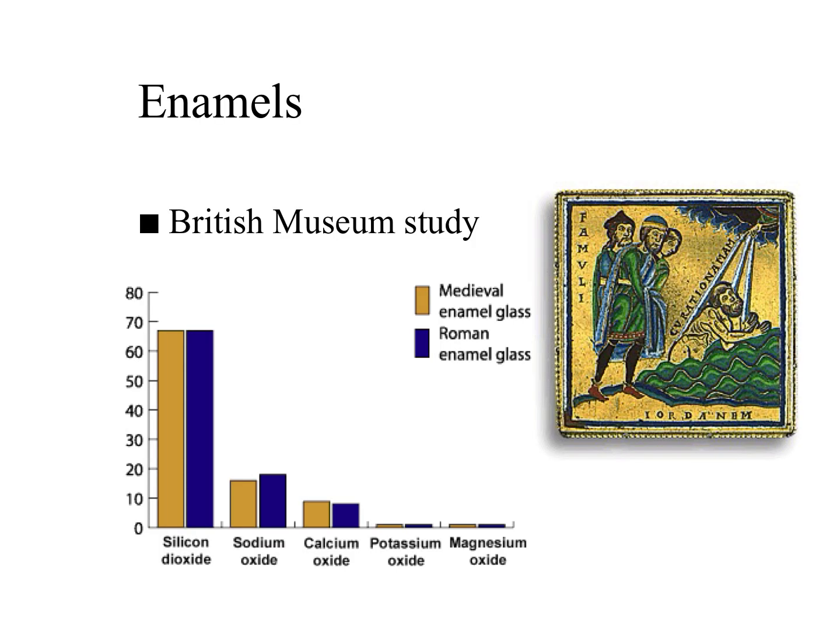Enamels are made of different types of materials, but when it comes down to it, a lot of them are silicon dioxide and sodium oxide. So the British Museum did a study of enamels, and they looked at medieval enamel glass versus Roman enamel glass. And what they found is they pretty much had all the same ingredients: silicon dioxide, sodium oxide, calcium oxide, potassium oxide, and magnesium oxide. And this is pretty impressive that all of these were that close between these two time periods for enamels.